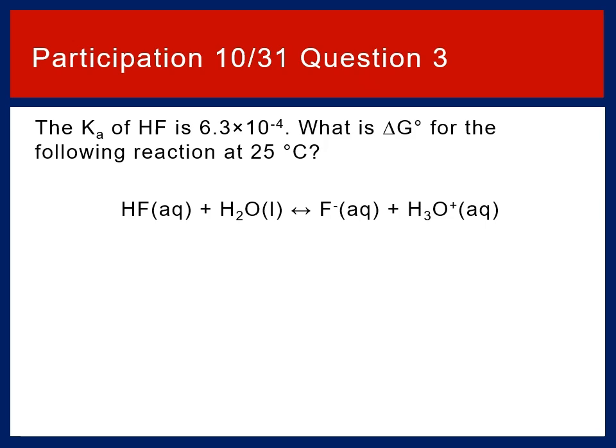Again, the Ka of HF is 6.3 times 10 to the negative 4th. What is delta G naught for the following reaction at 25 Celsius? It's hydrofluoric acid reacting with water to make fluoride and hydronium.